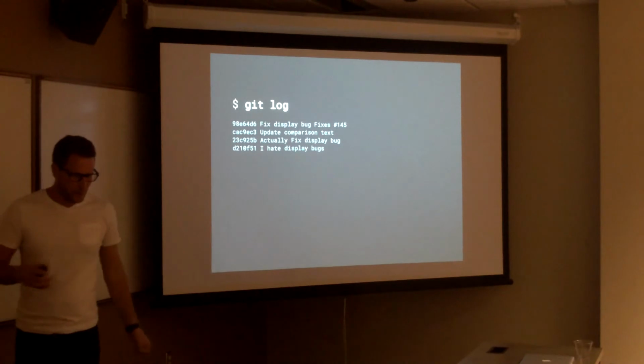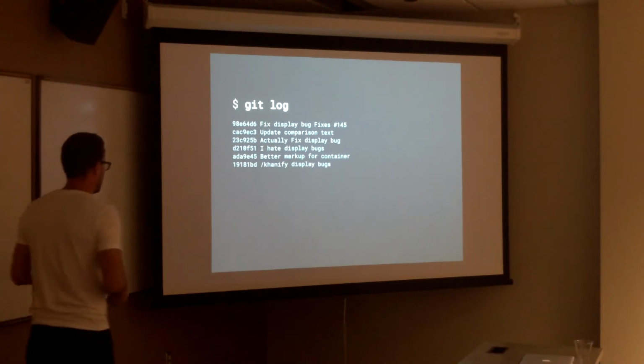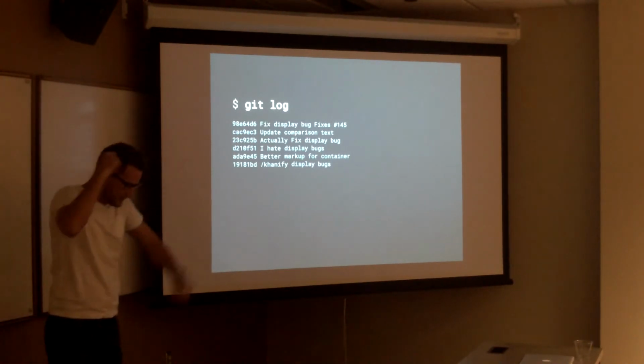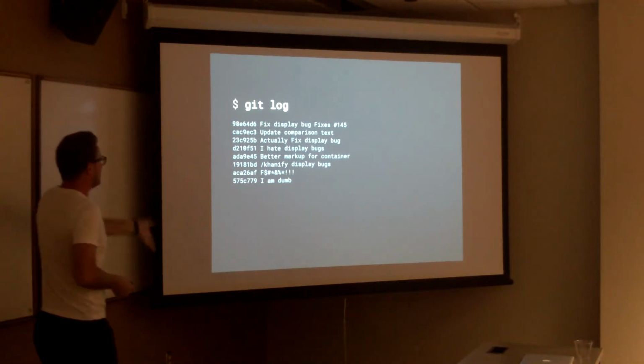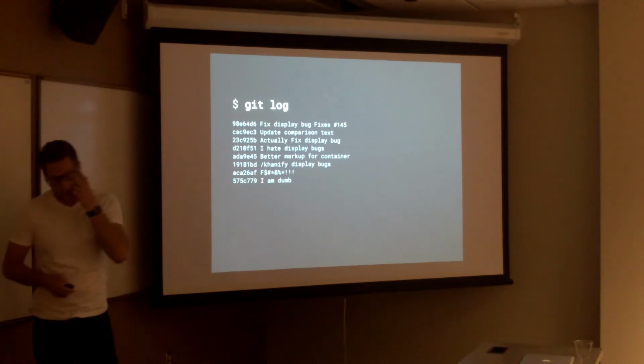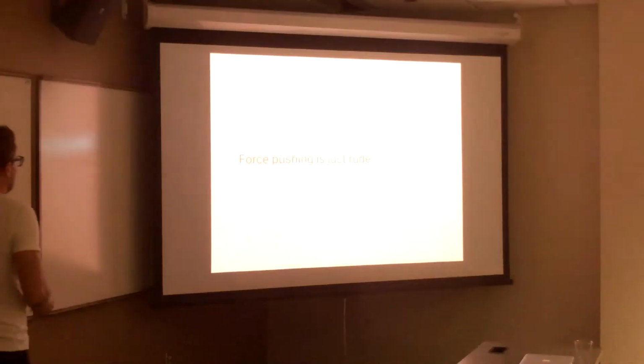I hate to say, wait, nope, that one didn't work either. All right, now I'll get some better markup for the container. When I change that, I notice, God, display bug. Damn it. And then, oh God, that was it. So this is my log. This is what my Git log looks like, right? Because I'm not very good at being diligent. Interactive rebase lets me change all of this into something amazing.